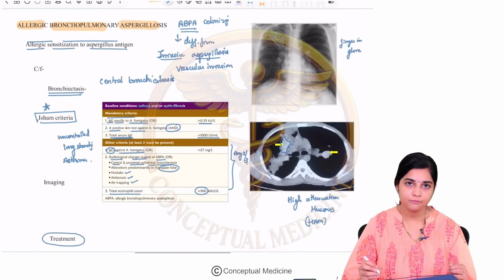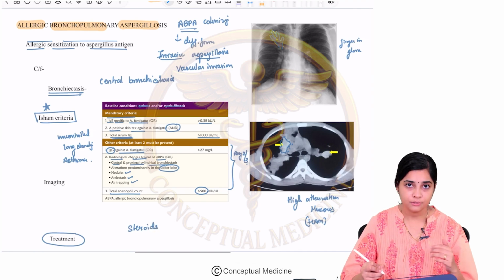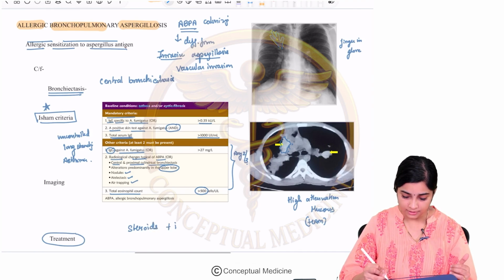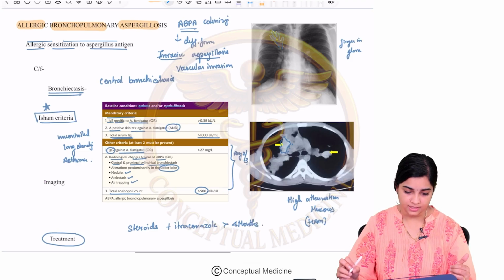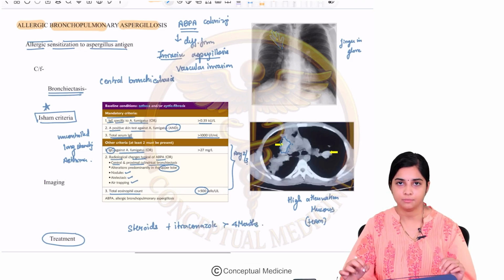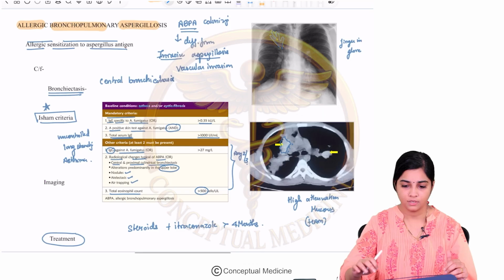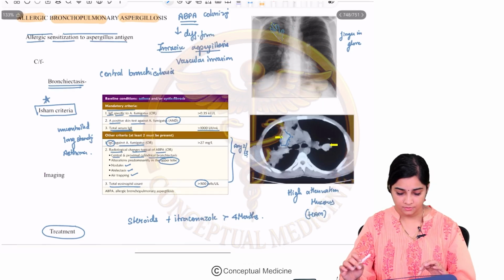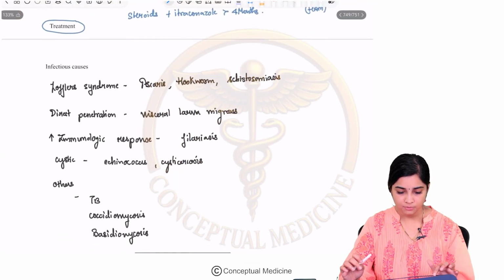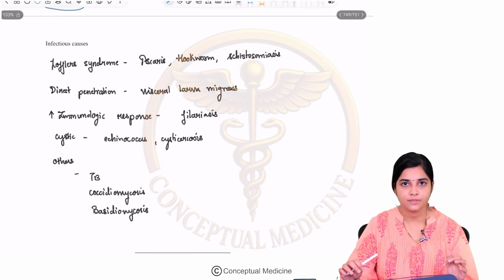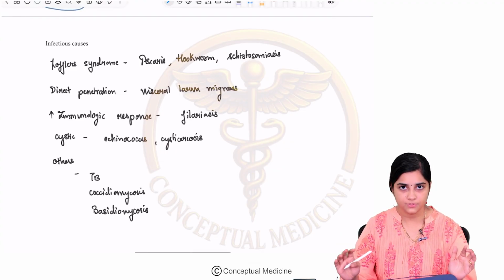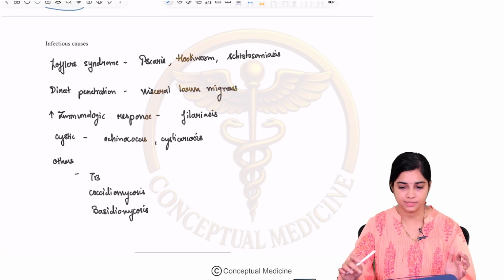What is the treatment of ABPA? Treatment basically involves steroids. You give them over a long time along with antifungals like itraconazole. You give itraconazole for more than 4 months. It helps in reducing the colonization and your ABPA response. Clear? Okay. Fine. So next let us move on to the infectious causes for eosinophilia and pulmonary infiltrates.